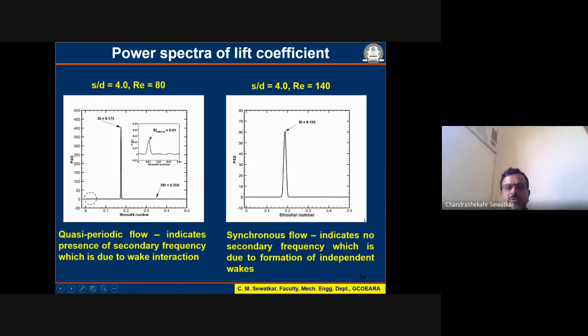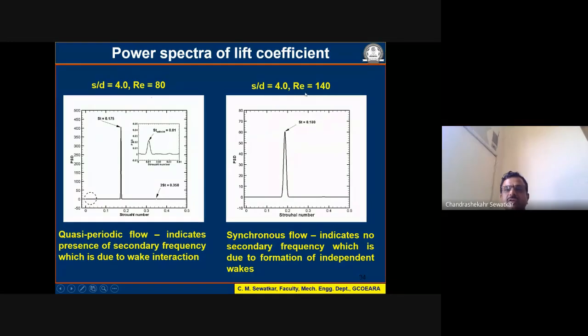We have also carried out the power spectra analysis. For synchronous flow, we get only one frequency in the power spectra, but when the flow is quasi-periodic 1, we get two frequencies. This is my synchronous flow. I have only one frequency. The Strouhal number is of the order of 0.180. This is for S by D equal to 4 and Re equal to 140, sorry. This is S by D equal to 4 and Re equal to 80.